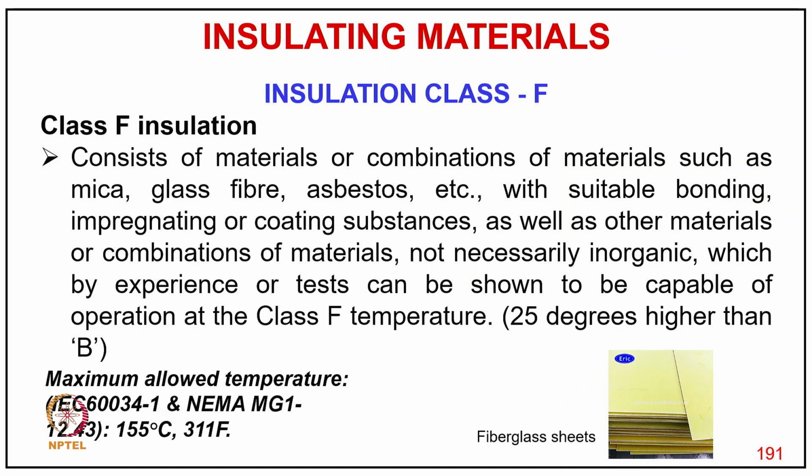The class of insulation which is very common nowadays, class F, consists of a combination of materials such as mica, glass fiber, asbestos with suitable bonding, impregnating or coating substances, as well as other materials or combinations of materials, not necessarily inorganic, which by experience or test can be shown to be capable of operation at the class F temperature, 25 degrees higher than B. The maximum withstand temperature is 155 degrees Celsius or 311 Fahrenheit, and it normally uses fiberglass sheets.